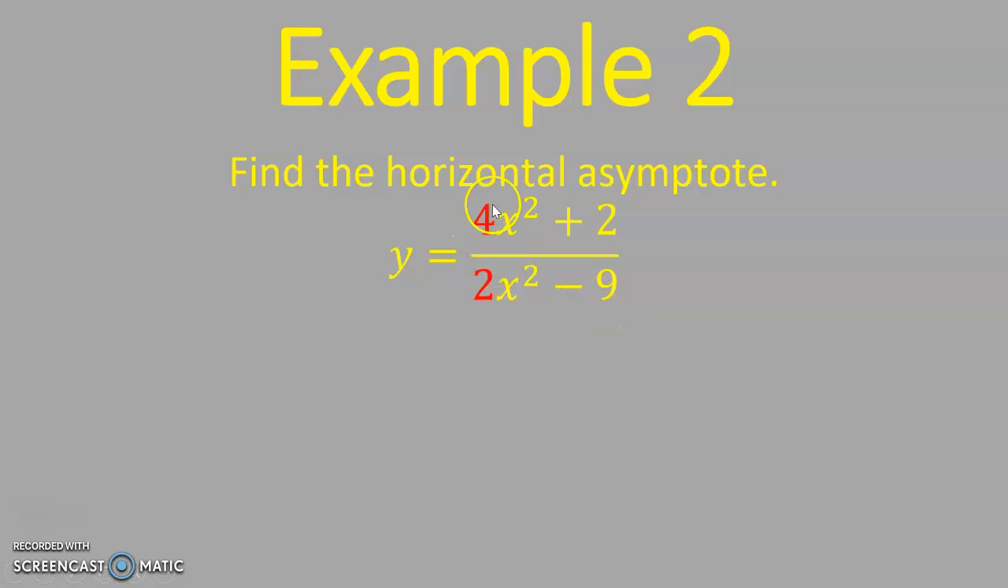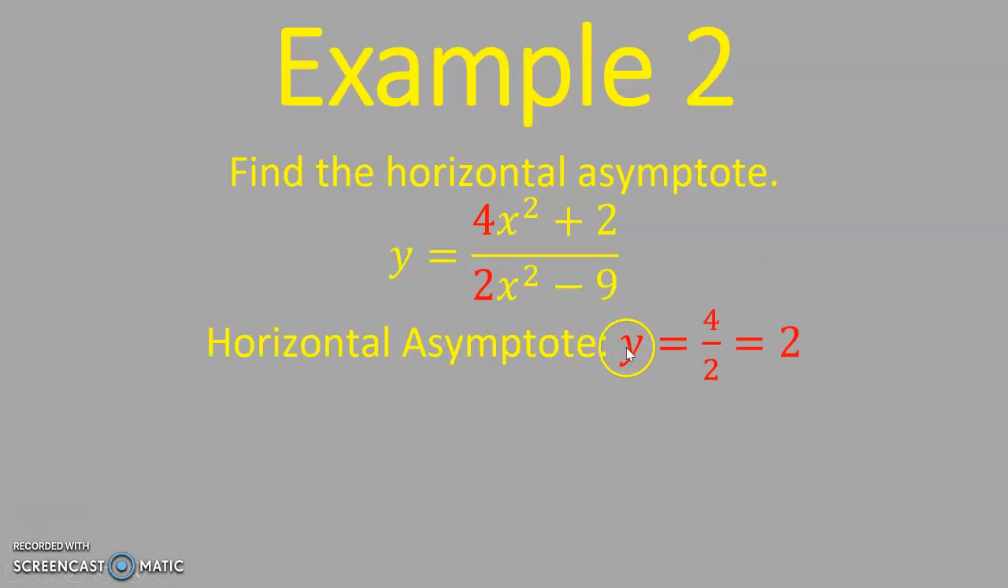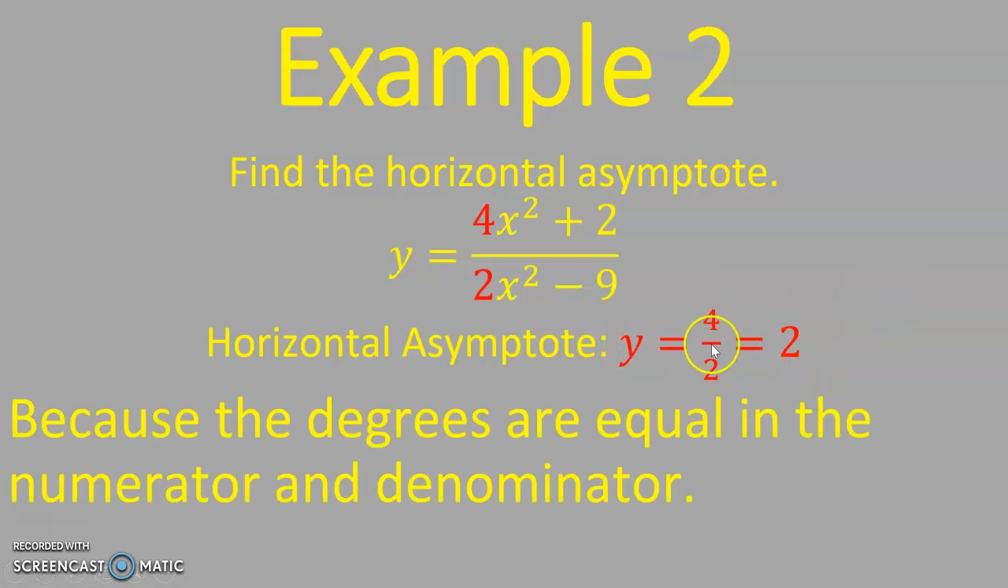For a second example, notice that we color-coded this. This red is part of the graph. We're just bringing emphasis to this 4 and 2 because our degrees are the same here. Okay, so that third possibility, if the degrees are the same, then the horizontal asymptote is y equals the ratio of leading coefficients. Well, the leading coefficients are 4 and 2. And the ratio of 4 and 2 is 2. So that means y equals 2 is going to be my horizontal asymptote. Again, because the degrees are equal in the numerator and denominator.